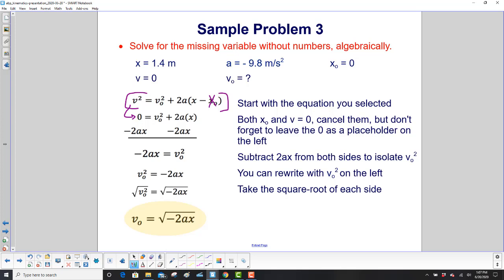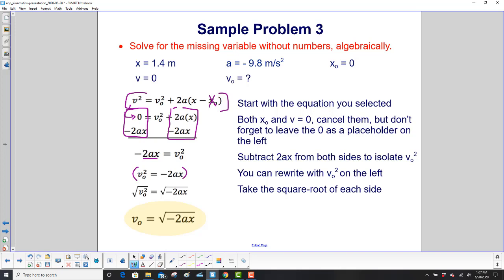What do we need now? We would like to get v0 all by itself. So we will add a negative 2ax to both sides, which means on the left side we'll have negative 2ax because it was added to 0. And on the right side, 2ax plus a negative 2ax, or 2ax minus 2ax is 0. So it goes out. We just have v0 squared. Swap them around. So v0 squared is minus 2ax.